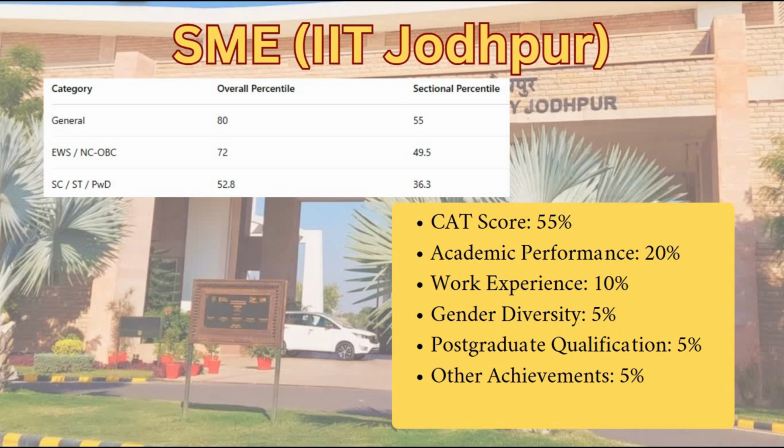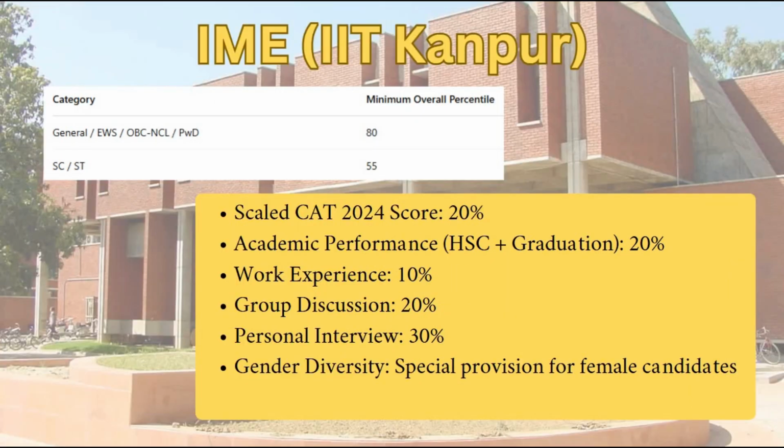A minimum of 60% marks in aggregate has to be there in your qualifying degree. For SC/ST/PWD candidates, there is a relaxation of 5%, as in you can apply even if you have 55% marks, right?